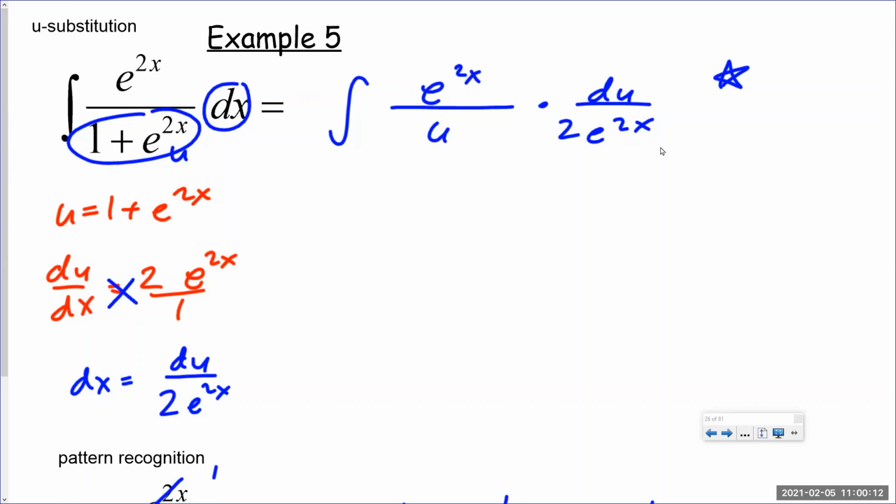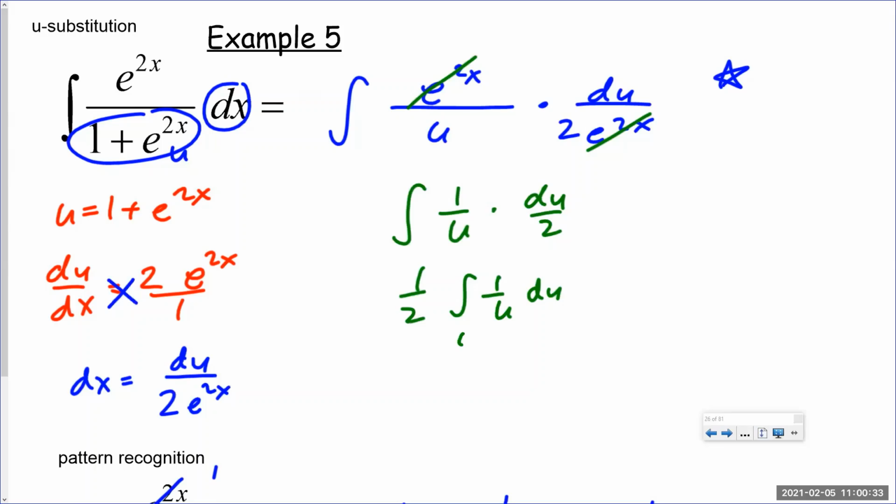Okay, so here's a question. Do all my x's cancel out? Yes, they do, okay? So the e to the 2x's cancel out. So what I have is 1 over u times du over 2. Now that is super complicated looking. How do I uncloud this? Yeah, pull out the 1/2.